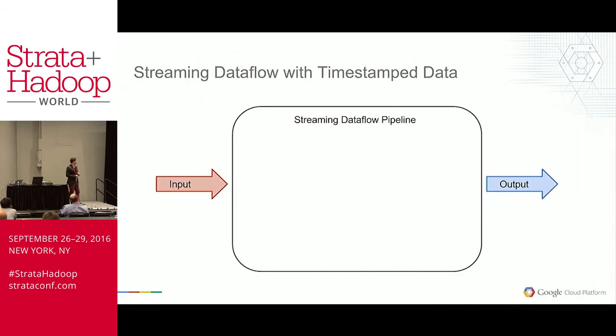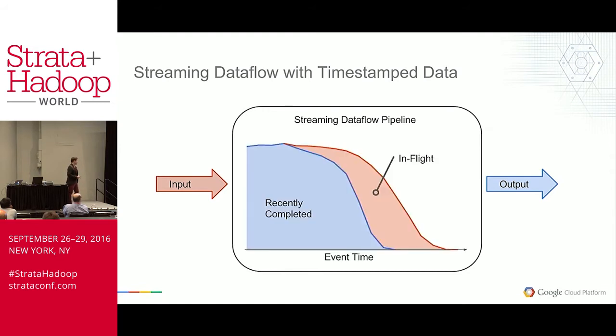To get at this definition, I want to look at a streaming process, any pipeline that's processing streaming data, as a black box for a second. We have input going in on one end, so we're receiving messages. We're doing some sort of processing in this black box. Doesn't matter what the processing is. And we're writing some sort of output on the other side.